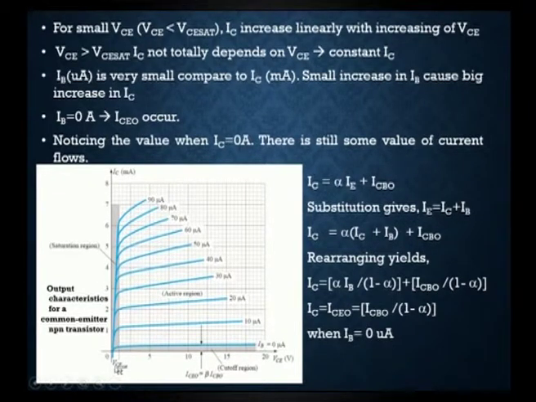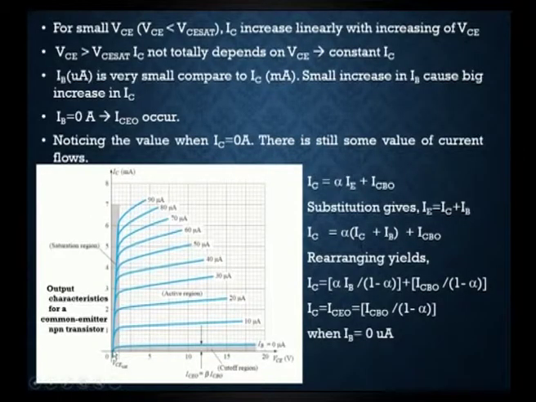For very small VCE, IC increases linearly with increasing VCE. And also when VCE is much greater than VCSAT, IC does not depend on VCE, and IC will be constant at this point. So, IC will be constant when VCE is greater than VCSAT.